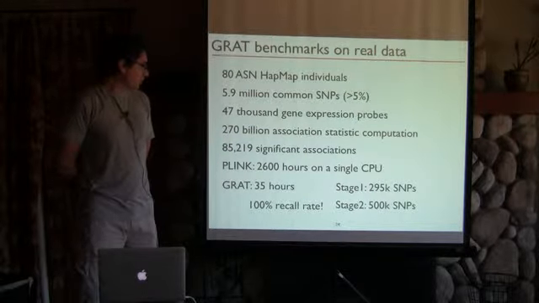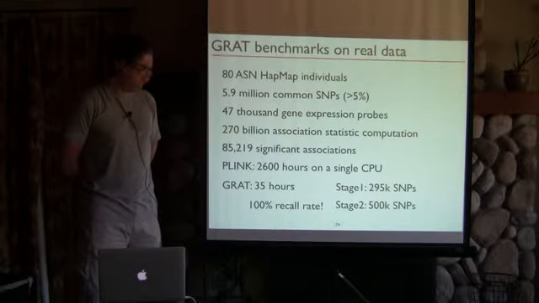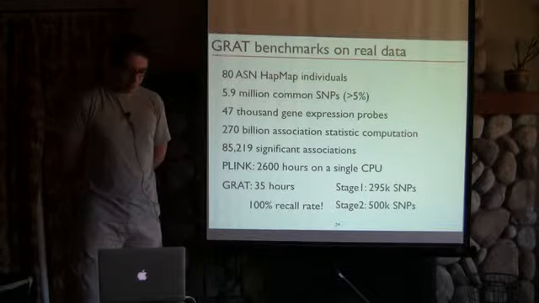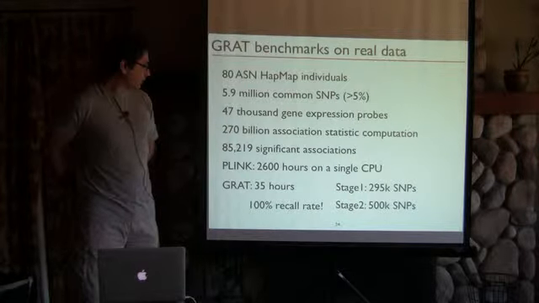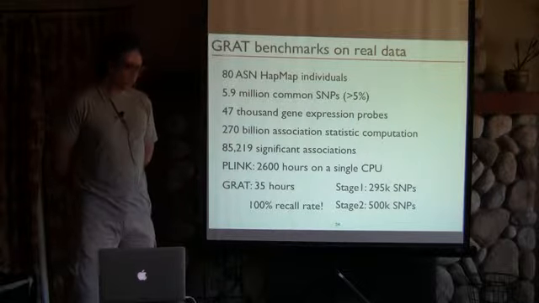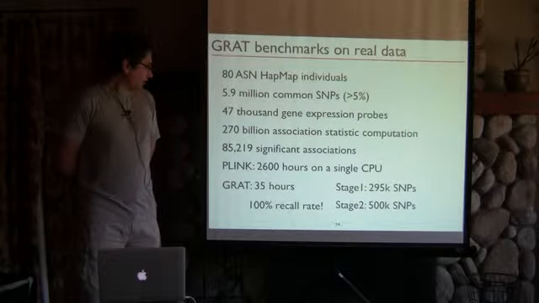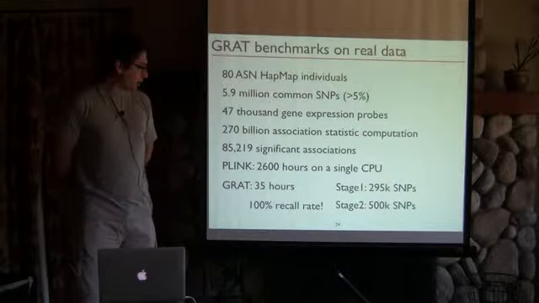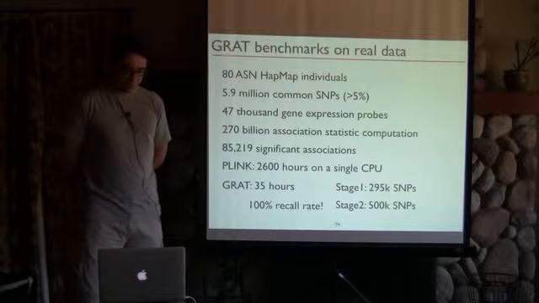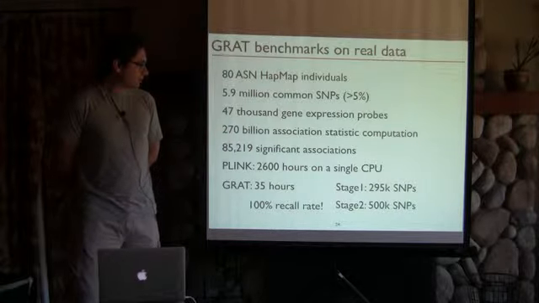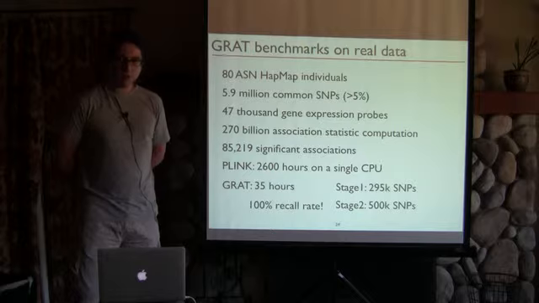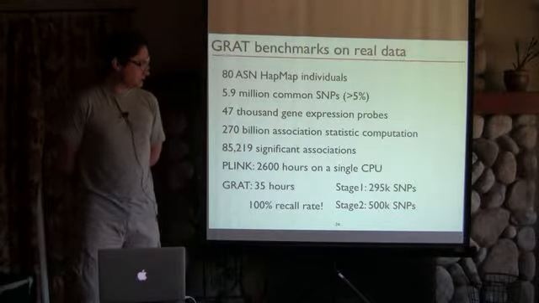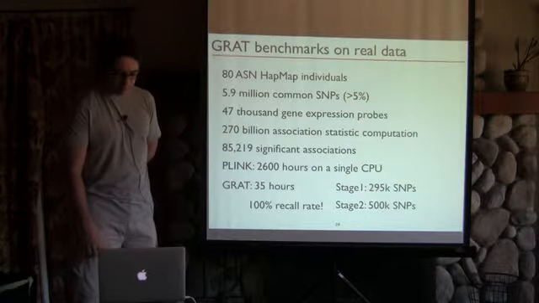We did these computations using PLINK, which took almost 4 months on a single CPU, where obviously we distributed these computations to multiple cores, and we identified 85,000 significant associations. Using GRAD, the proposed two-stage approach, we were able to do all these computations in 35 hours, and we identified all of the significant SNPs. To give you an idea, in the first stage, GRAD picked 5% of the SNPs as proxies, and on average, in stage 2, it tested an additional 500,000 SNPs, which means the speed up should be 10 times.